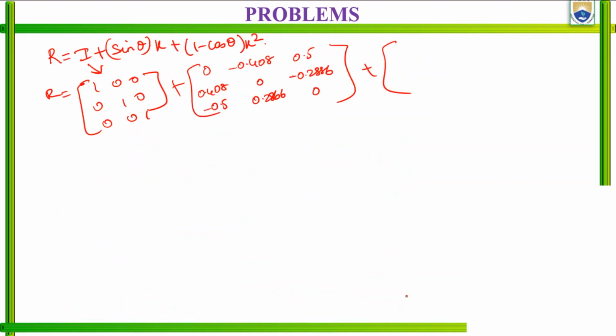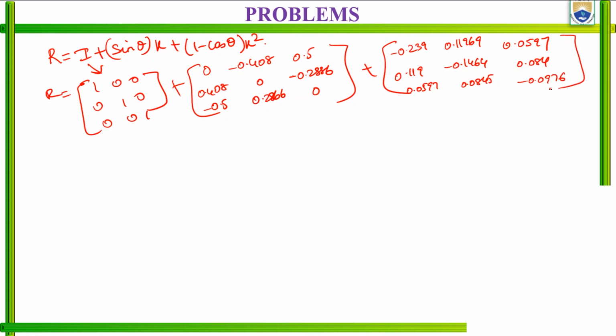This we have to insert here, that is minus 0.239, 0.1196 and 0.0597, then 0.119, minus 0.1464 and 0.084, then 0.0597, 0.0845 and minus 0.0976. Right? This is the rotational matrix which has been obtained.